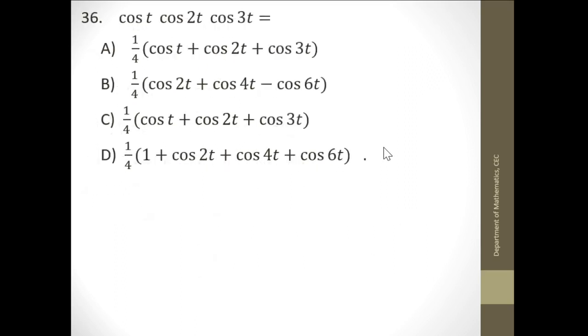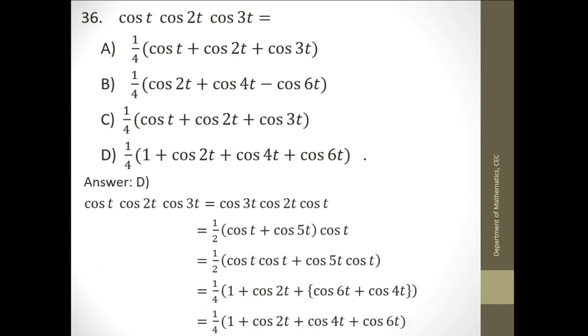Okay, next question. Same logic for cos. So apply the cos A cos B formula twice. So it becomes 1 by 4th of 1 plus cos 2t plus cos 4t plus cos 6t. So this is by practice only, or learn this formula by heart. Answer is D. Don't waste time on these problems.